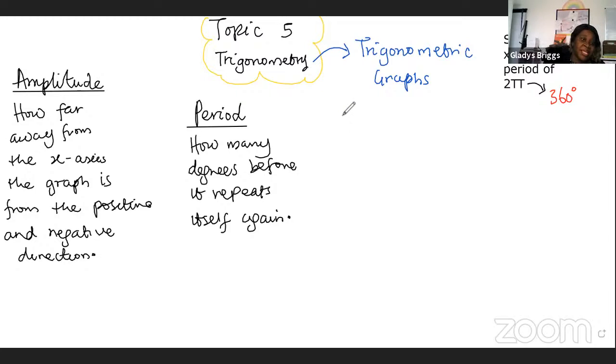Now generally, if y is equal to a sine bx, then a is the amplitude.